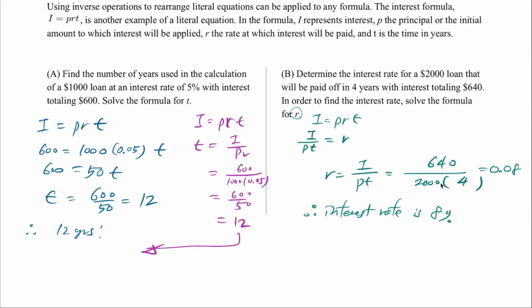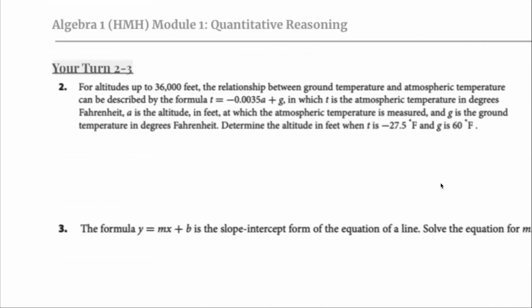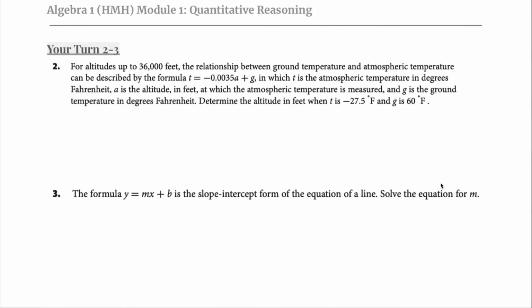Now, part B, same thing. We solve for the R and plug the values in. 0.08, so that's like $0.08, right? So that's like 8 cents or 8%. All right, guys. So that is it. So why don't you take your turn, and see if you could get this.